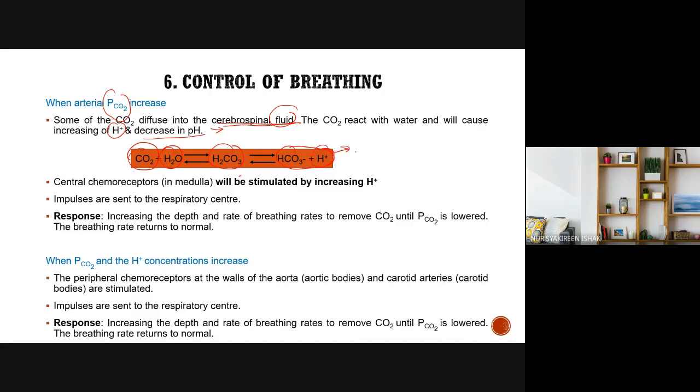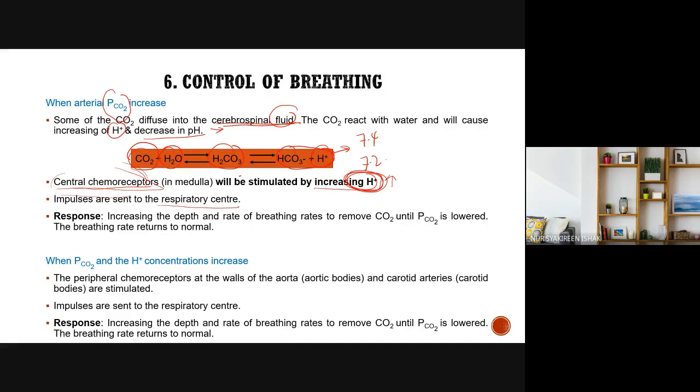So this will reduce your blood pH. From the normal 7.4 it will drop to, for example, 7.2. So this will be detected by the central chemoreceptors in the medulla, and this will stimulate the central chemoreceptors. This is in the brain. So due to the hydrogen ion concentration that increases, impulses are sent to the respiratory centers.